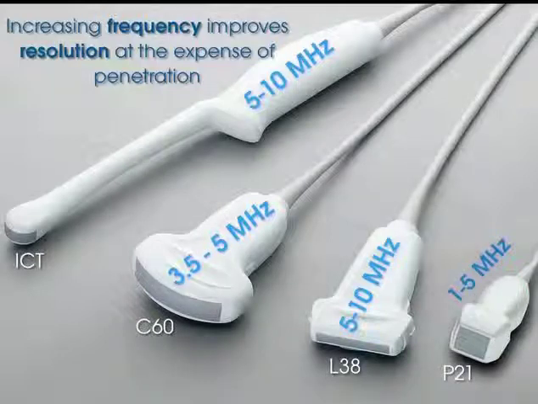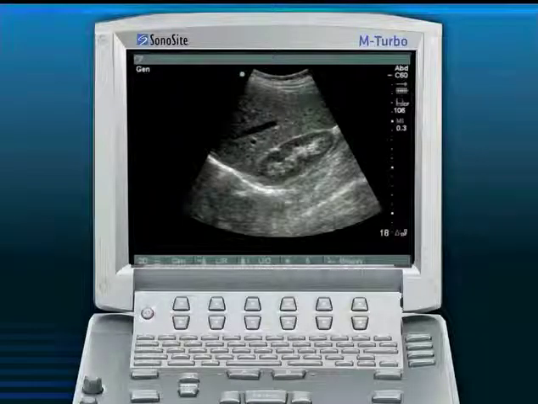So you always want to use the highest possible frequency that will get you to the depth of interest. Now you notice that each one of these transducers has a frequency range. So for example, this one goes 5 to 10 megahertz, 3.5 to 5, 5 to 10, 1 to 5 megahertz. And basically you can toggle the frequencies up or down within each transducer depending on the clinical situation. So let's say that this transducer here goes from 1 to 5 megahertz. This is Morison's pouch here.